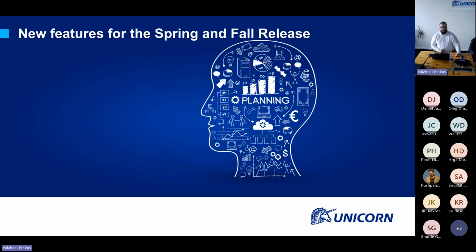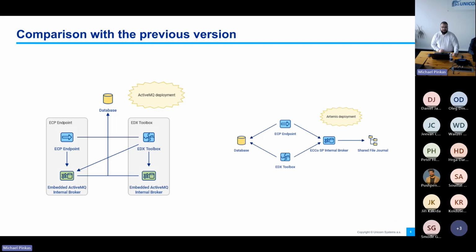So let's start with new features for the last two new releases, spring and fall release. There is a major design change or deployment change, which you can see on these two pictures. On the left one, you can see that the internal broker, which used the ActiveMQ Classic, was fully embedded to the ECP endpoint and EDX toolbox application. Both of them were connected to the shared external database, if configured.